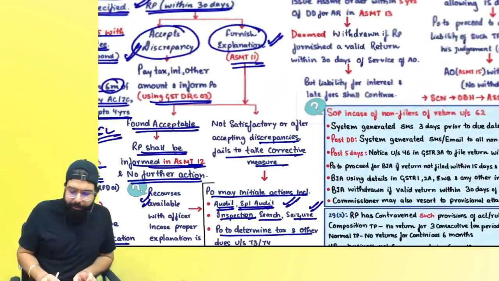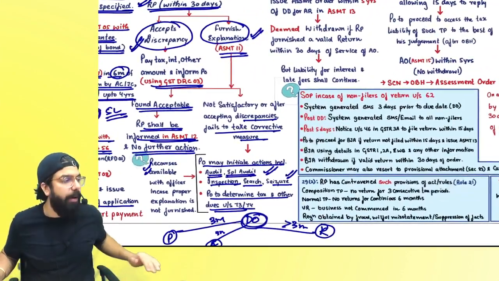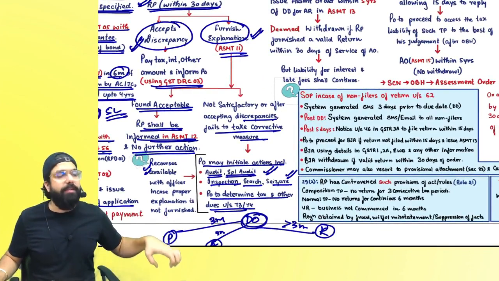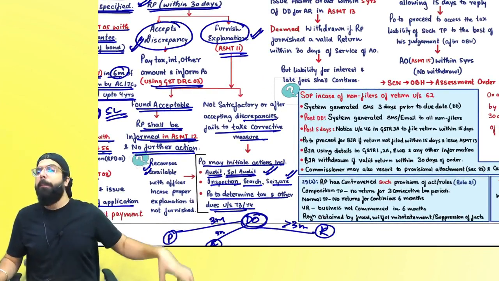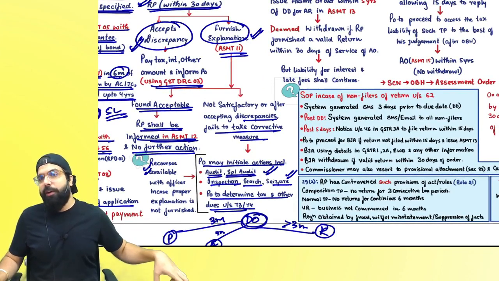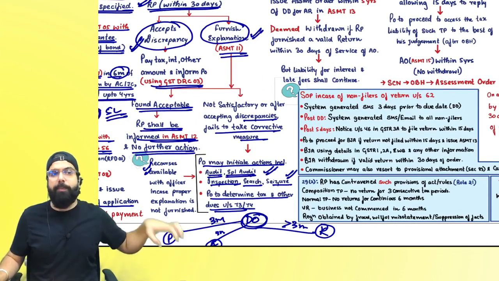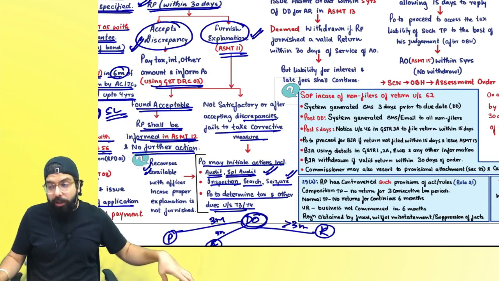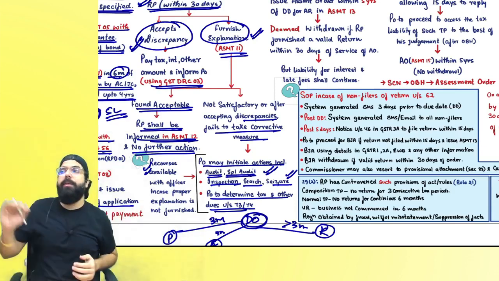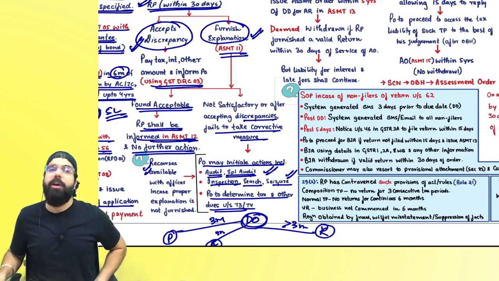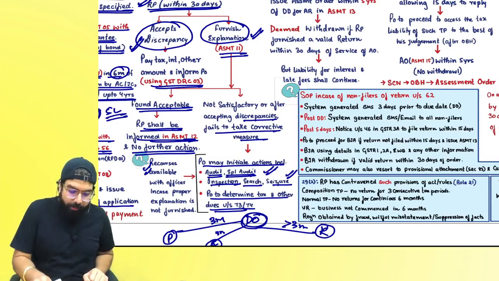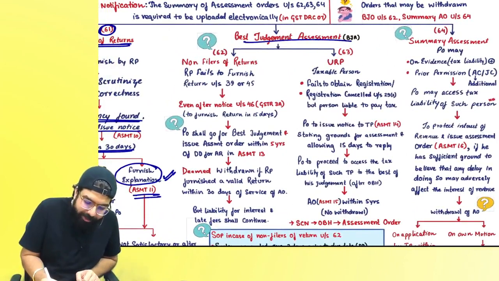Remember, in the exam, they will ask you what are the recourses available with the officer. If the explanation furnished is not accurate or he doesn't like your explanation, PO can initiate actions including audit, special audit, inspections, seizure, and with all the details gathered, he will raise against you a demand order under section number 73 or 74. Right, everyone? The next one over here is best judgment assessment.